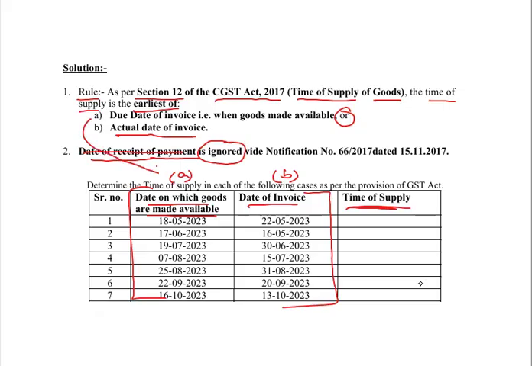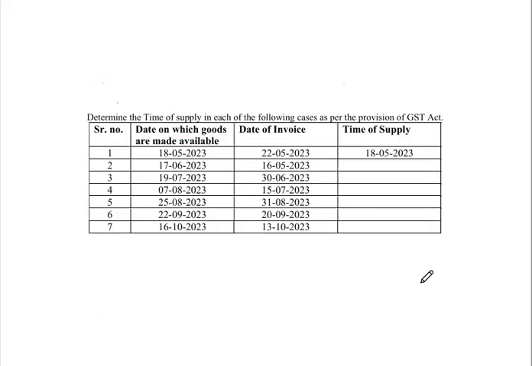A column is here and the actual date is here. From both of these, whichever is earlier will be the answer to this question. So the next is, if we see the note, first transaction.